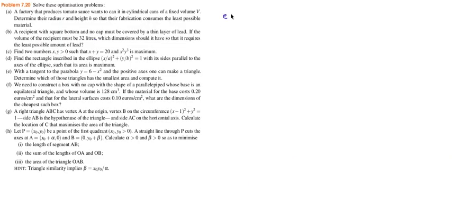Okay, so let's do part E. We have the tangent to the parabola y equals 6 minus x squared, and with the positive axes we can make a triangle. We can draw the tangent here, as a line, with this axis and this axis, so we have a triangle. We need to determine which of those triangles has the smallest area and compute this area.